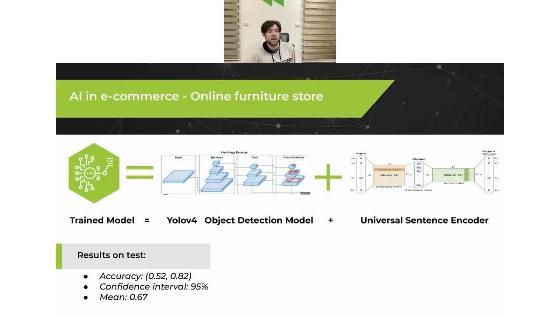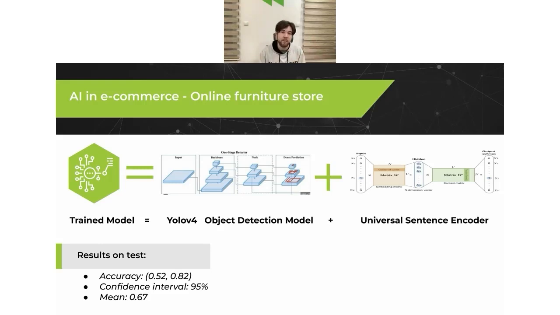As for results, the combination of our models was accurate about 70% of the time. And we also provided something called the confidence interval, which gives us the upper and lower bound of our accuracy, allowing for a certain degree of error, for example, 5% in our case. So what we say is 95 times out of 100, our accuracy is going to be between the lower bound and the upper bound.